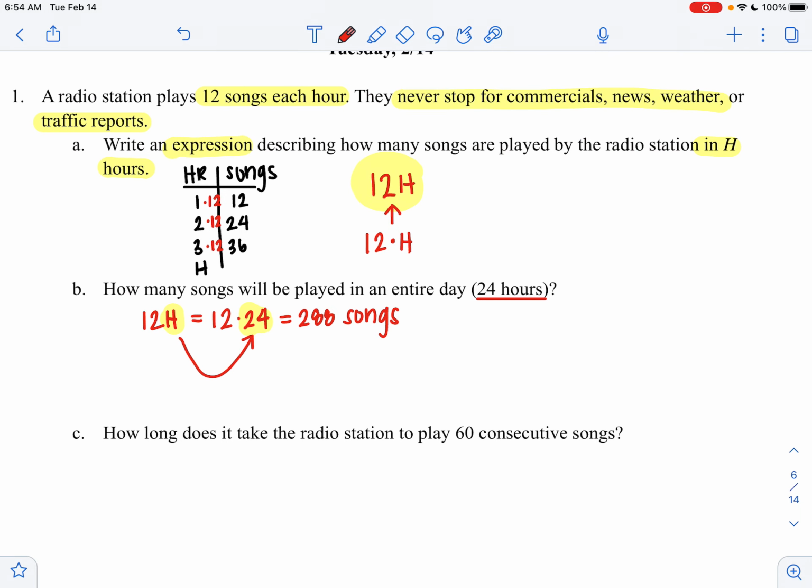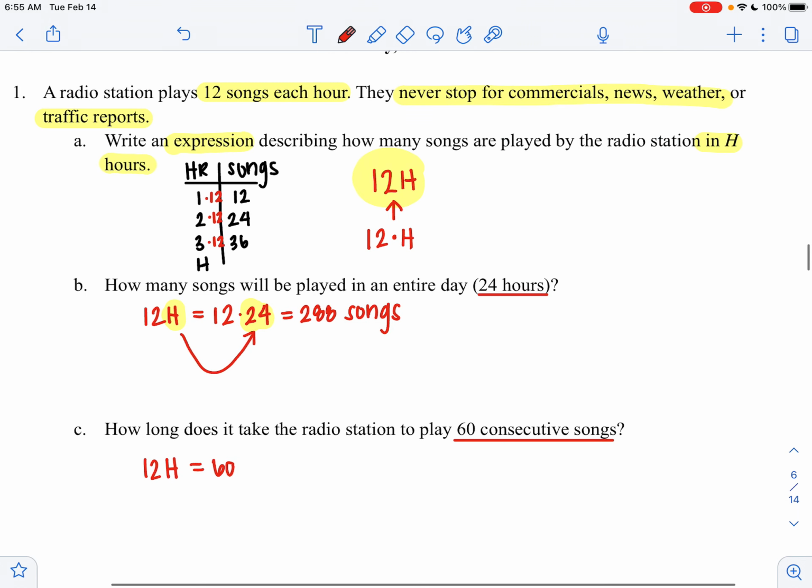C says, how long does it take the radio station to play 60 consecutive songs? Well, 60 consecutive songs, I know that 12 times some number of hours has to get me to 60, right? Because I'm playing 60 songs. And the question is, what does this H have to be? How many hours? Well, I know that 12 times 5 is what equals 60, so it must take 5 hours.